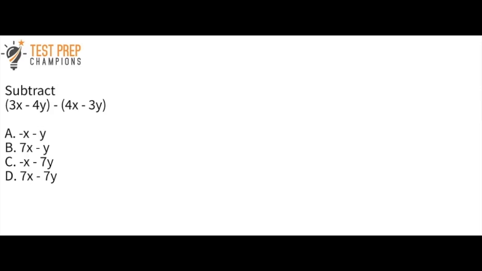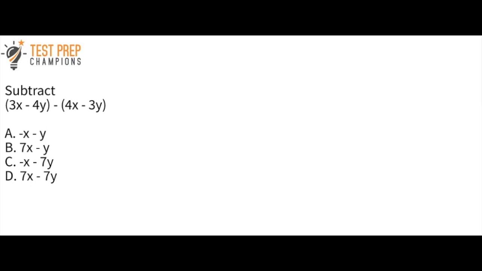Okay, so this question says subtract parenthesis 3x minus 4y parenthesis minus parenthesis 4x minus 3y parenthesis. A is negative x minus y, B is 7x minus y, C is negative x minus 7y, and D is 7x minus 7y. And I want to read this out just so it's clear what you're being asked to do and clear what's going on in the question. So as always, I'd like you to pause the video, try this out, and then we'll go over it.